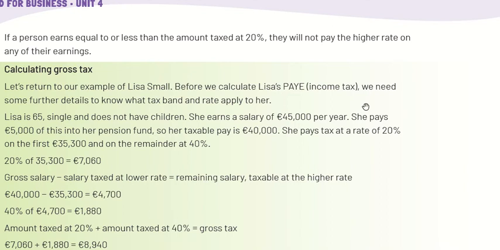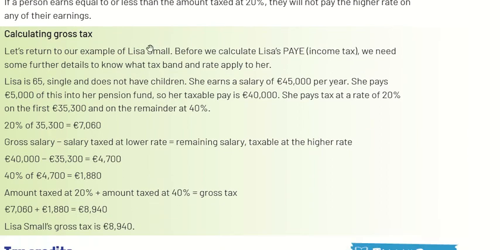So an example here, of Lisa Small, and we're looking at the solution in a second. Lisa's PAYE or income tax: her circumstances are she's 65, single and does not have children. She earns a salary of 45,000 per year. She pays 5,000 into her pension fund, so we're looking at that as a non-statutory deduction, it's not a tax. So her taxable pay is 40,000. The 5,000 will be deducted from her salary to calculate for tax purposes.